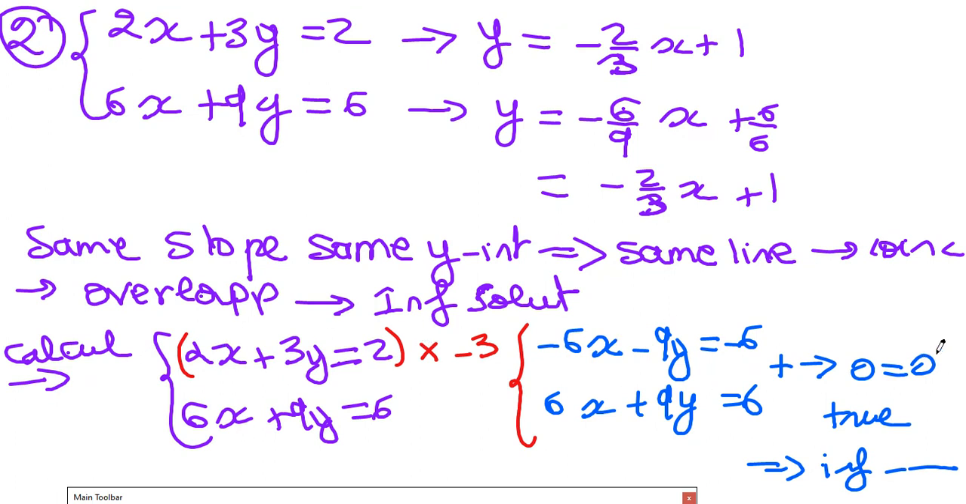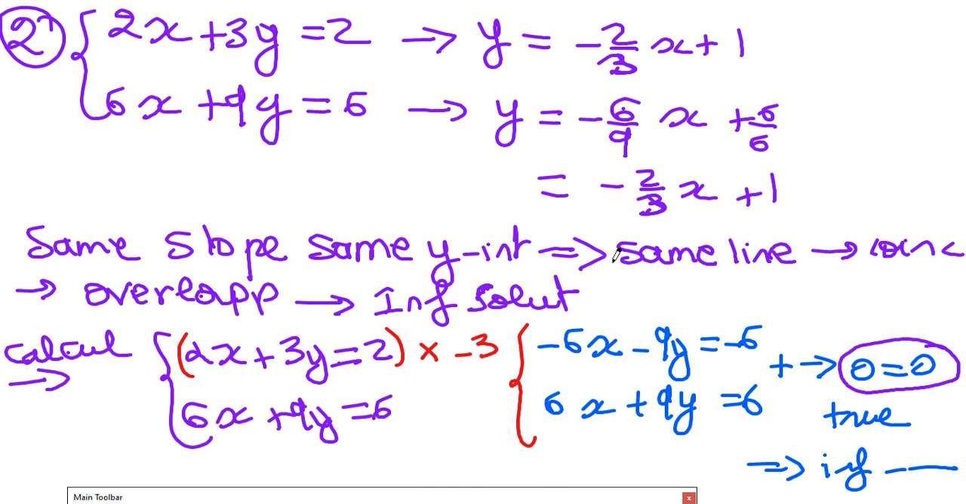I will get 0 equal to 0. 0 equal to 0, it's all the time true. What does it mean? I have infinitely many solutions. If I want to analyze it graphically, those two lines overlap if I draw it. So I can also predict the answer of the system by just looking at the slope and the y-intercept.